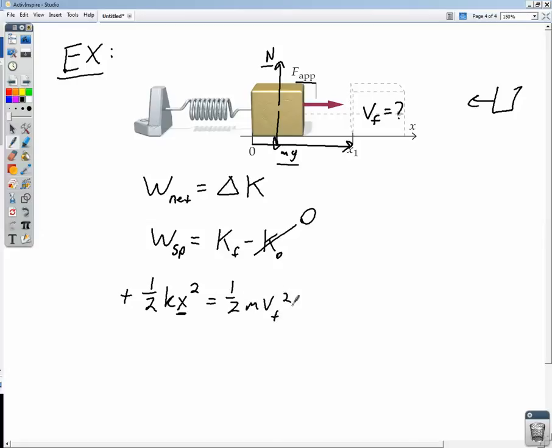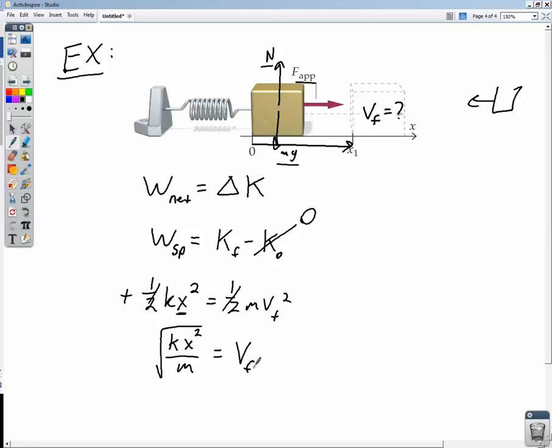Notice mass does not cancel out when we're dealing with spring problems because I don't have an m on the left-hand side. We are looking for v final squared. The halves do cancel. Dividing by m and taking the square root, we have kx squared over m. We take the square root of that. That is equal to v final. If you wanted to clean it up a little bit, you could say x times the square root of k over m, because that x squared comes out from under the radical, and that's equal to v final. But that's the basic situation right there.